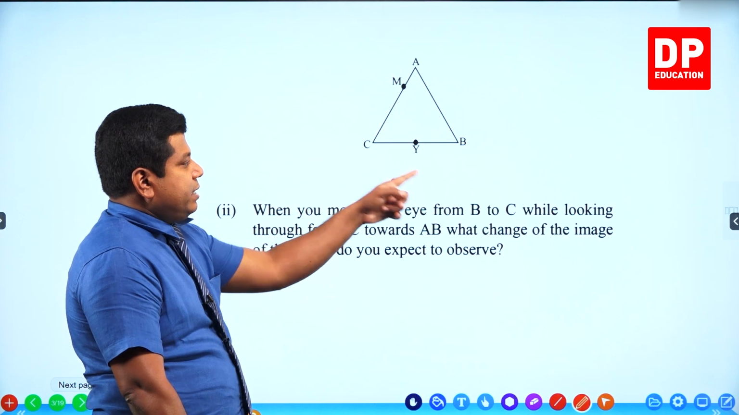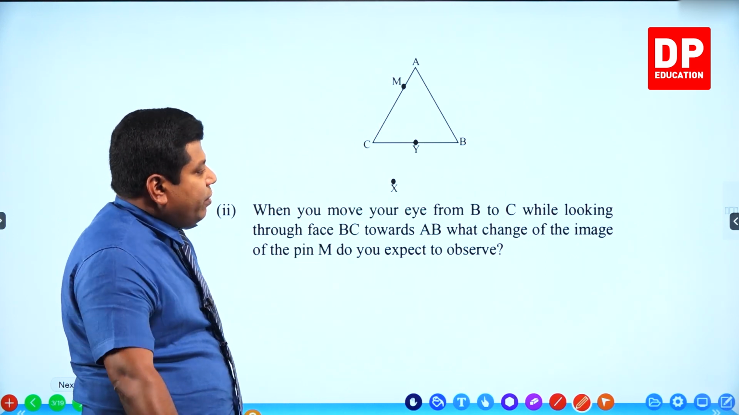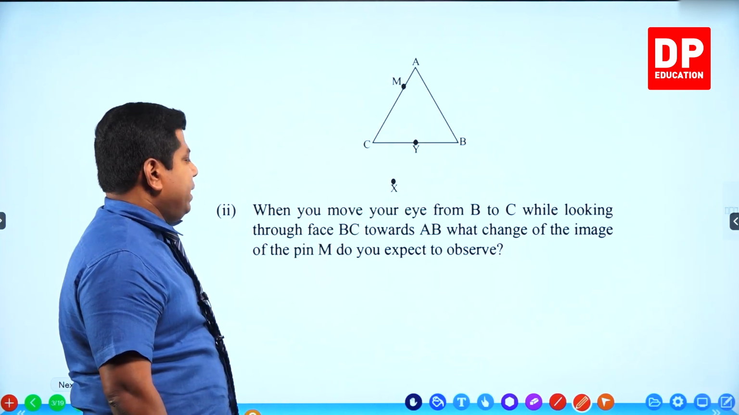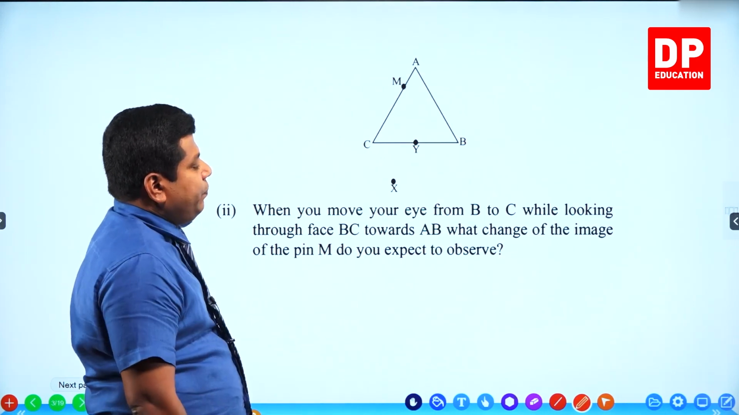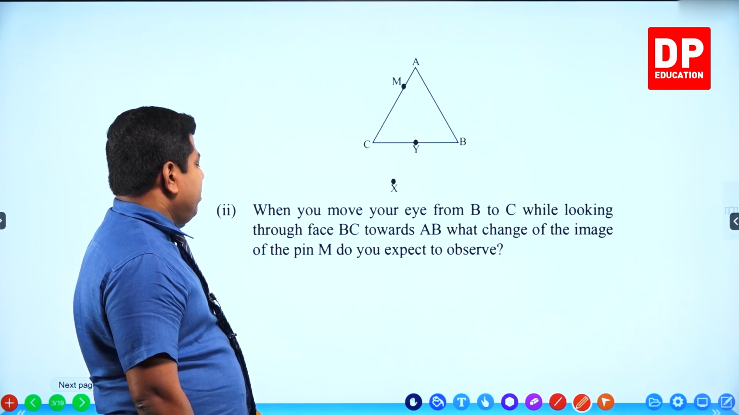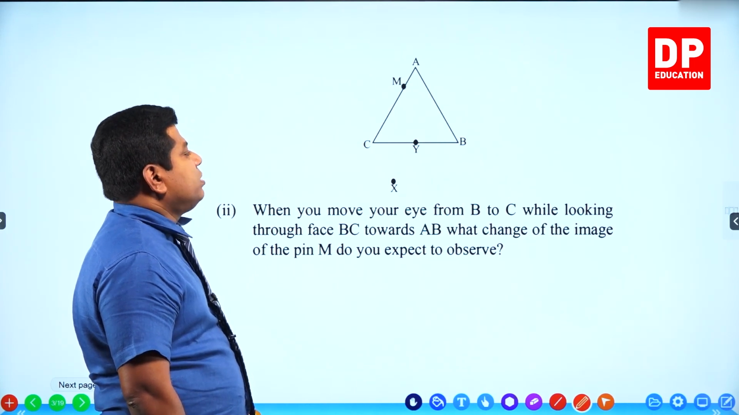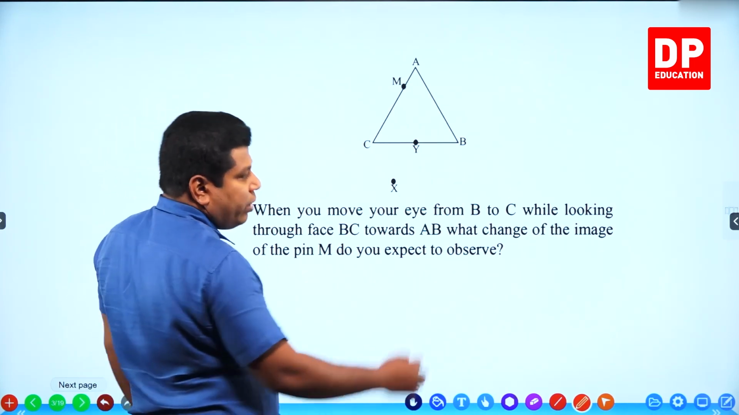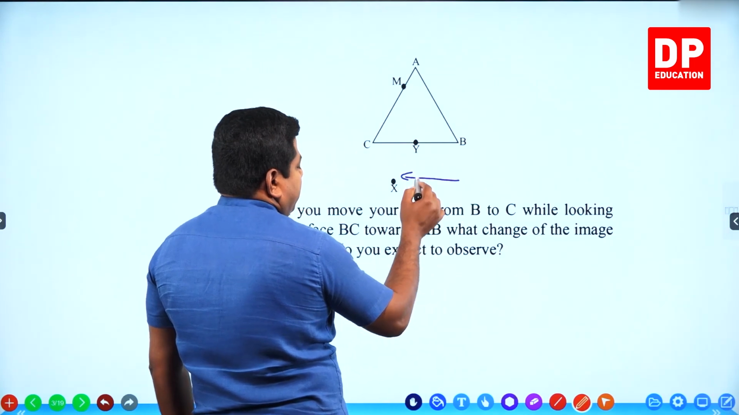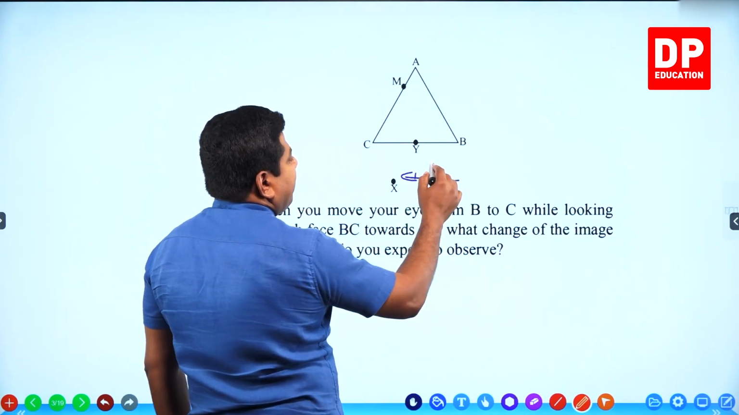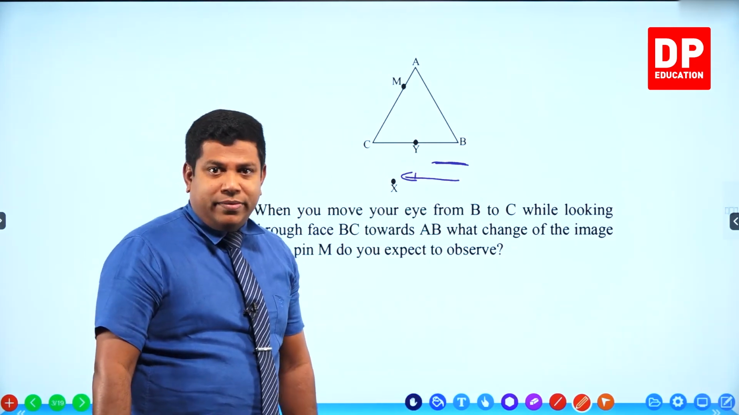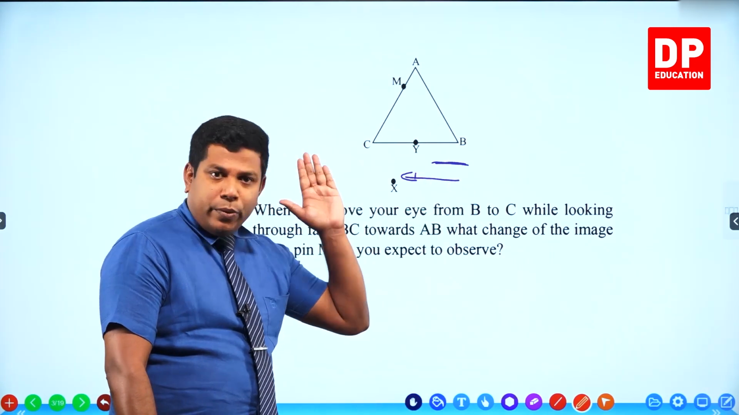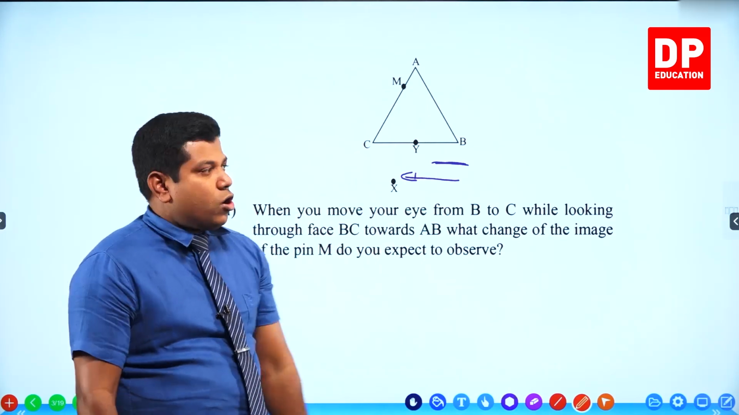This is the diagram ACB. When you move your eye from B to C while looking through face BC towards AB, what change of the image of the pin M do you expect to observe? When you move in this direction, B to C, at first you will have a clear image. After a point, the image will not be seen. Until a particular point, you can see the image. After that, you cannot see the image.